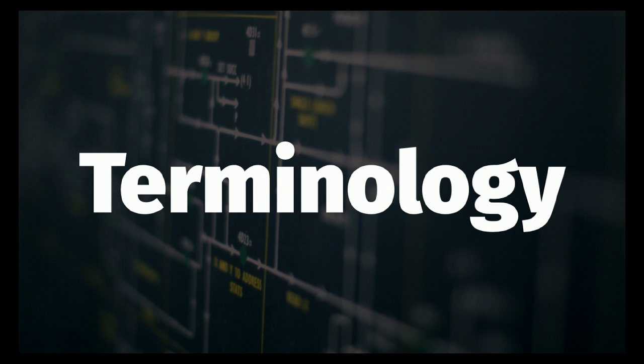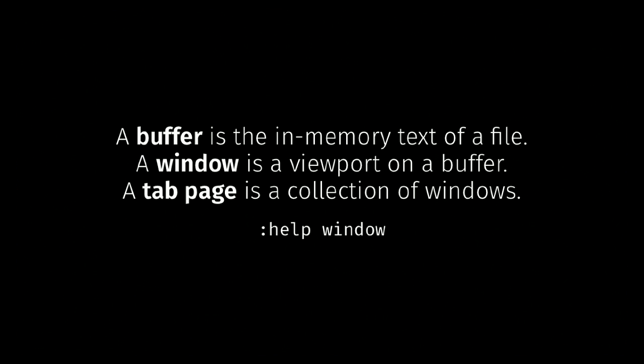Let's start off with a little bit of terminology, because I think this is one thing that threw me off when I first started trying to use it as my main development situation. This is from the window help page inside of Vim. A buffer is the in-memory text of a file. So when you're editing a file, you're in a buffer. And then a window is a viewport onto that buffer. And then a tab page is a collection of windows.